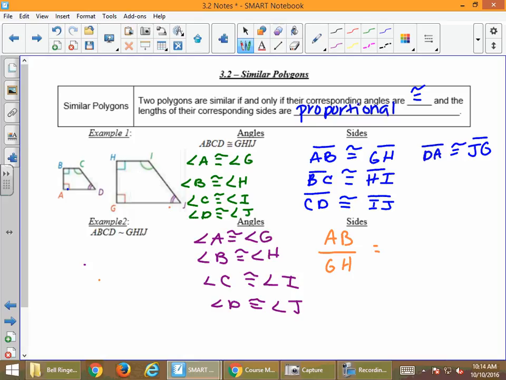Okay? So the next side we're dealing with is BC. That has to go on the top because it's a part of this first figure. Which side did BC match up with? HI. And that's going to be equal, who thinks they know what the next fraction is? So our next side. CD. Which side did CD match up with? IJ. And lastly, what's our last one going to be?